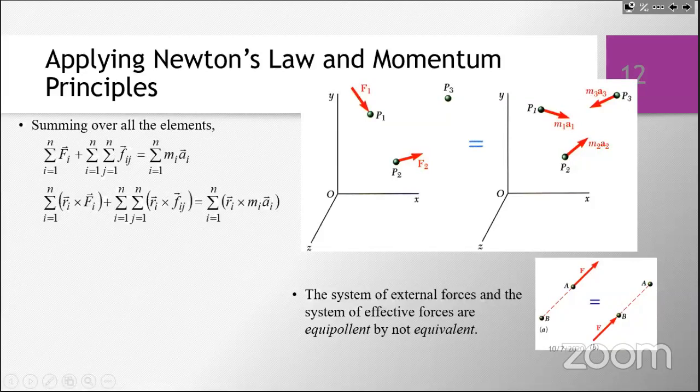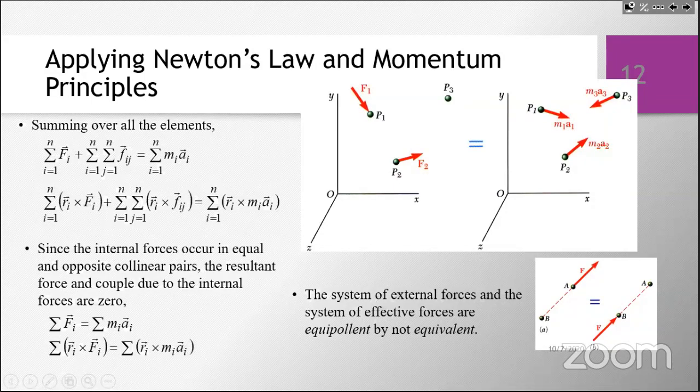Notice we still have this rotational equation here. This is for translation, this is for rotation. If we sum over all the particles, the internal forces are equal and opposite for our system of particles. P1 has the same force acting on P2 as P2 has acting on P1. So if they're equal and opposite, they sum to 0, and then we are left with this.